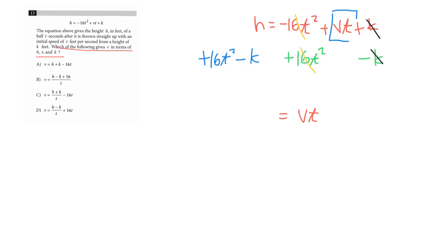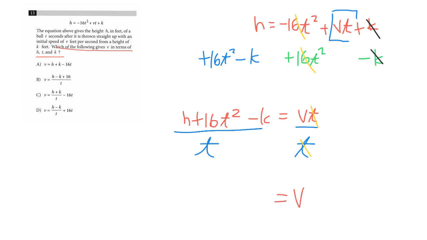So it's going to be h plus 16t squared minus k. Cool. Now we have this v times t. Again, we're solving for v, so the t is now in the way, so we're going to get rid of that by dividing both sides of the equation by t. And clearly, these cancel. That's the whole point of dividing both sides by t. And then we end up with v equals this ugly-looking situation, h plus 16t squared minus k all over t.